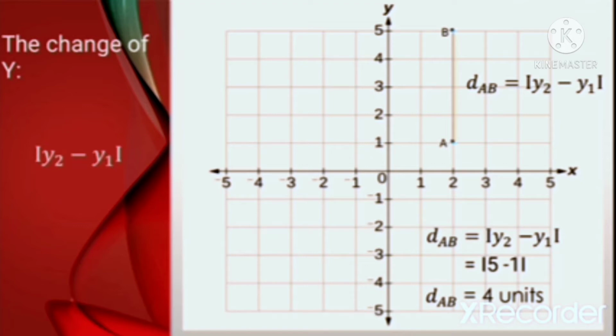Again, we can get the distance by just counting. From A to B, we count 1, 2, 3, 4. So 4 units. The distance from A to B is 4 units. So that is for vertical distance.